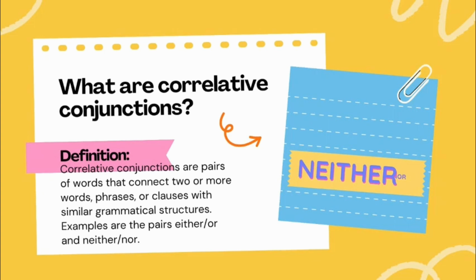Correlative conjunctions usually come in pairs and they work together in pairs also, ensuring that the elements they connect are treated equally in the sentence. Common correlative conjunctions are either or, neither nor, both and, not only but also, whether or, just as so, as. You will understand them clearly as I explain further.